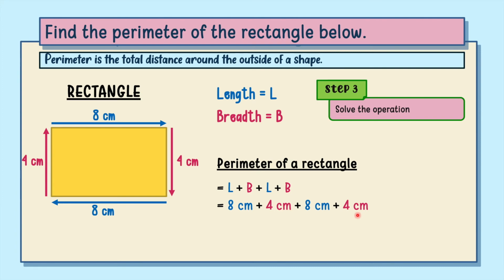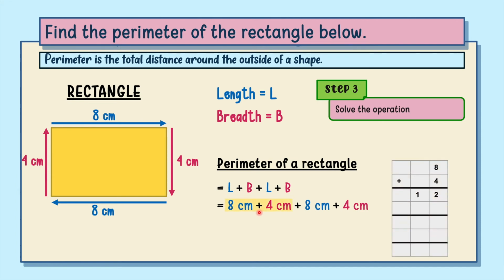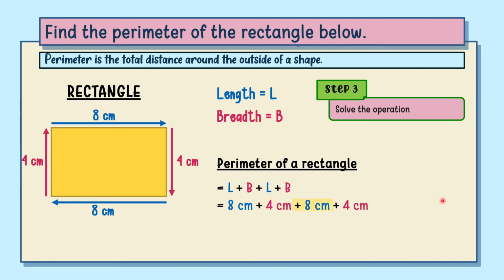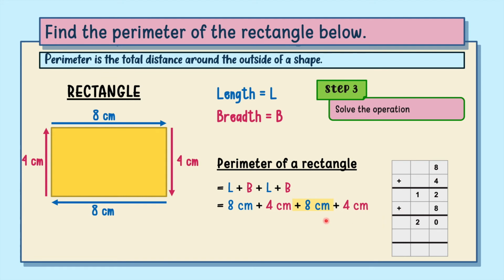Step number 3, we will solve the operation. So the operation here, we use addition. So I can write the working. So what is 8 plus 4? 8 plus 4 is 12. Next one, plus 8 again. So 12 plus 8 is 20. And the last step, we plus with 4. So what is my final answer? My final answer is 24. Now, what is missing in my final answer?